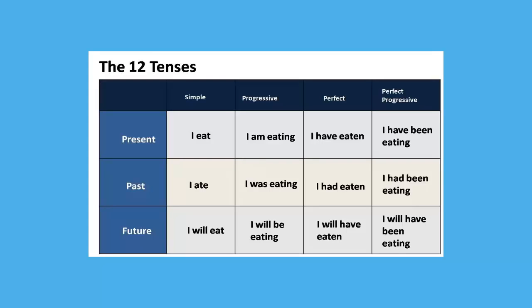Okay, we can see here that there are three types of tenses. There's the past tense, which we just discussed, things that happened in the past. There's also the present tense, where actions occur right now, and the future tense, which refers to things that are going to happen in the future.